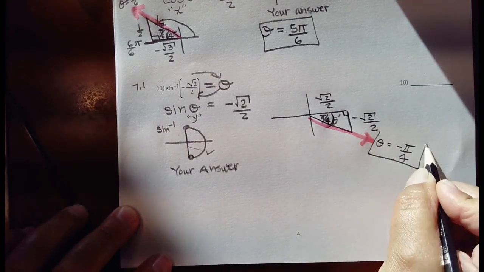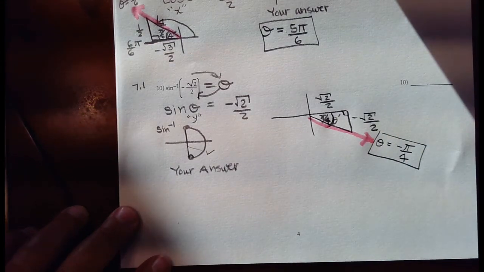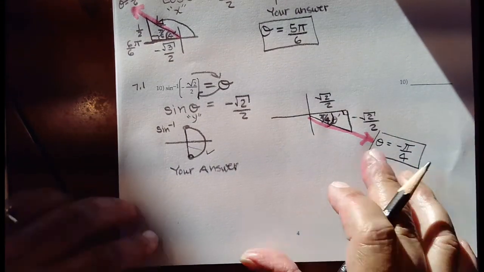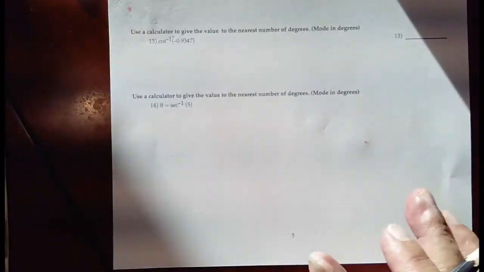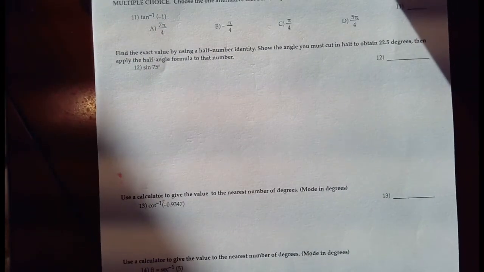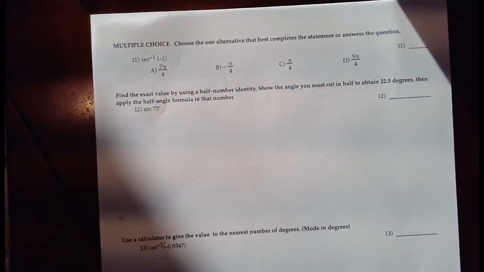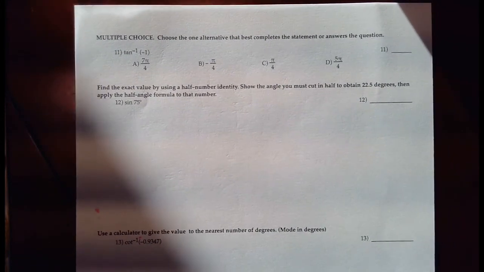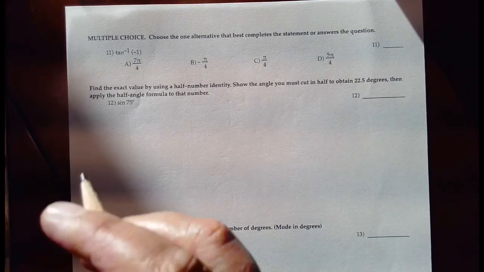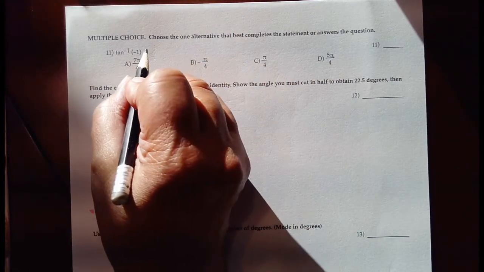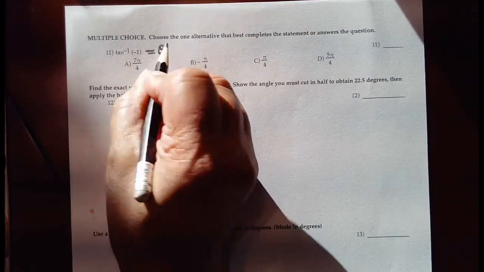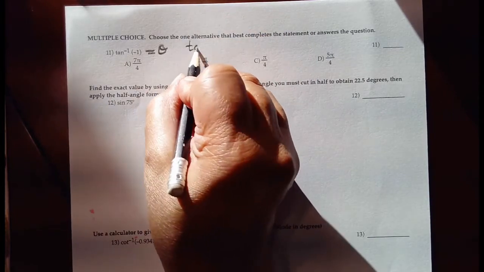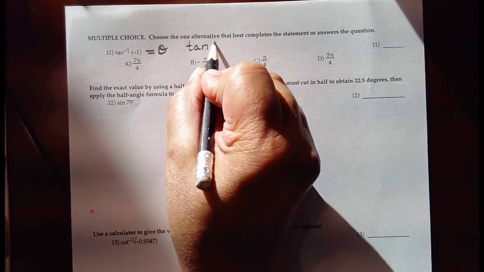Okay, that takes you through number 9. No, actually number 10. And here we are with number 11. Okay, inverse tan again. This is equal to an angle. We want to know, for what angle do we have a tan value of negative 1?